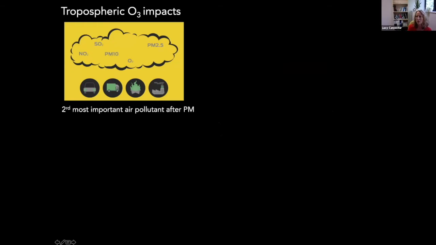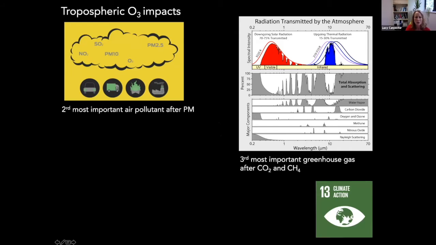So I'm going to start talking about ozone in particular. We've already seen it's an important air pollutant, and in fact it's the second most important air pollutant after particulate matter. But it's also a greenhouse gas, and it's the third most important greenhouse gas after CO2 and methane, so that's really quite a big deal. The reason for that is because it absorbs in this region of the atmospheric spectrum here between about 9 and 13 micrometers, which is where planetary radiation is emitted. So it's helping to trap that planetary radiation like the other greenhouse gases, and it does that very effectively because there aren't really any other absorptions in this region. So it's the third most important gas.